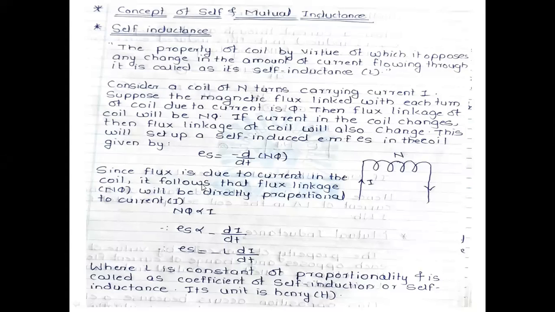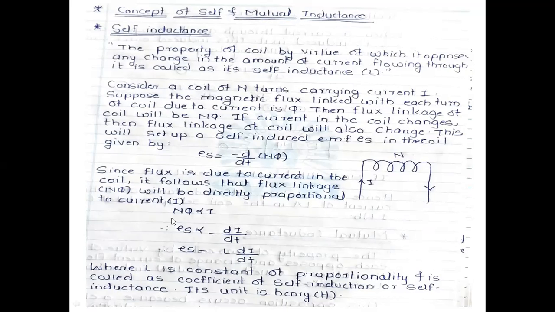Now you write N phi is directly proportional to I. Only this one equation you write down. N phi is directly proportional to I. That is the first equation.